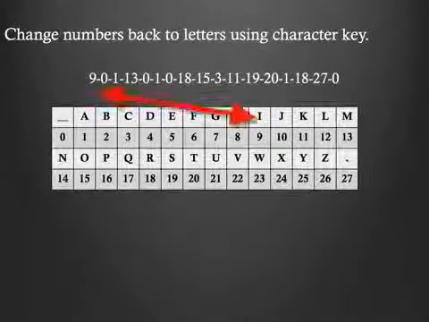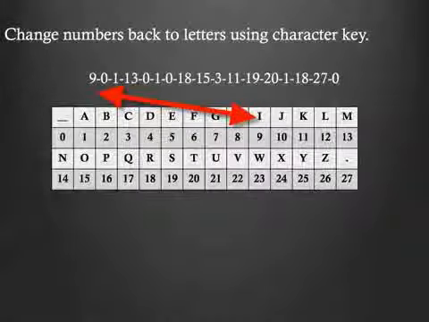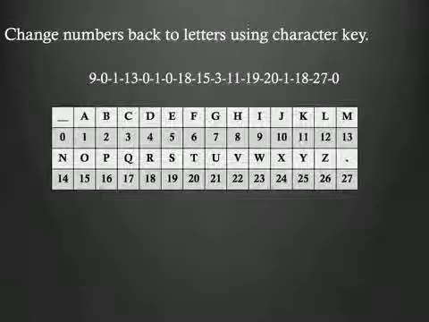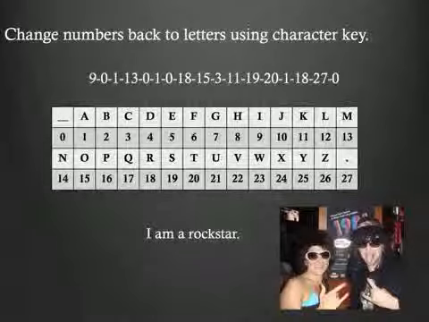So my 9, that is the letter I. A 0, that's a space. The number 1, that is the letter A. And I would go through each one of those pieces to help decode this. And then when I'm done, I should end up with this message: I am a rock star.